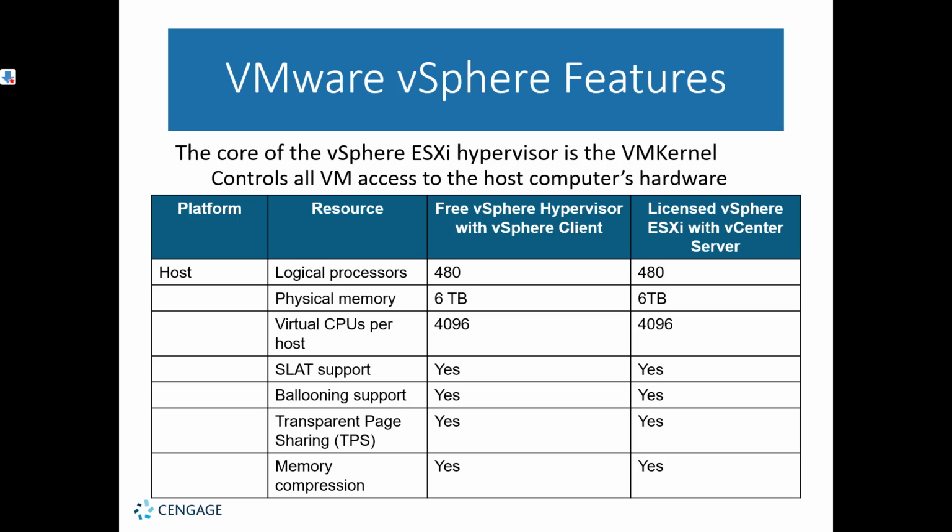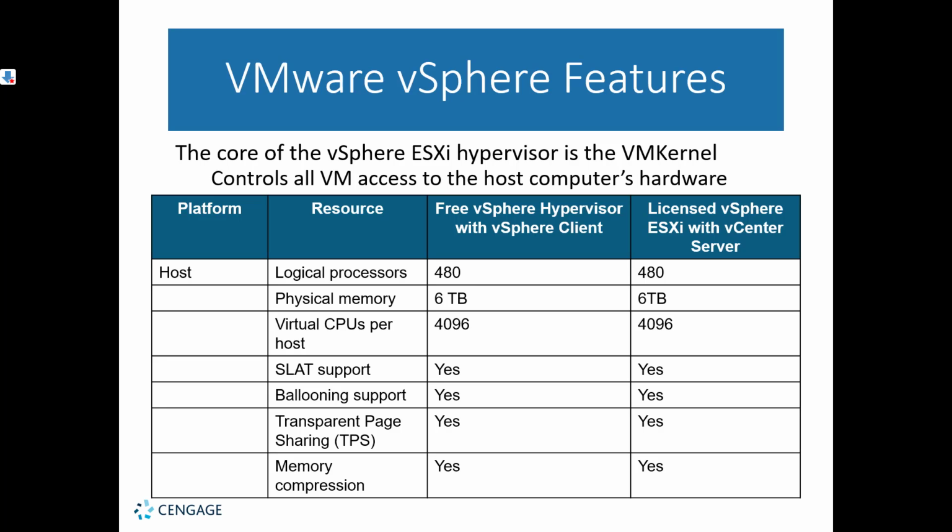Some of the features that we see in vSphere. The core of the vSphere ESX hypervisor is called the VM kernel. It controls all virtual machine access to the host computer's hardware. This slide shows some of the features that come with the free and licensed version of this hypervisor. Notice they all include support for secondary level address translation, ballooning, transparent page sharing, memory compression.